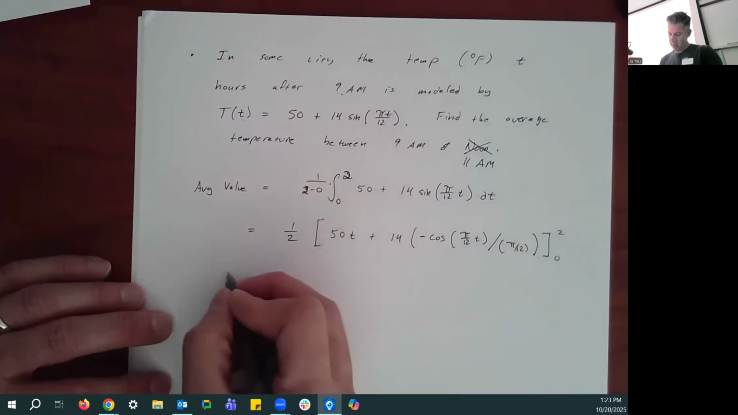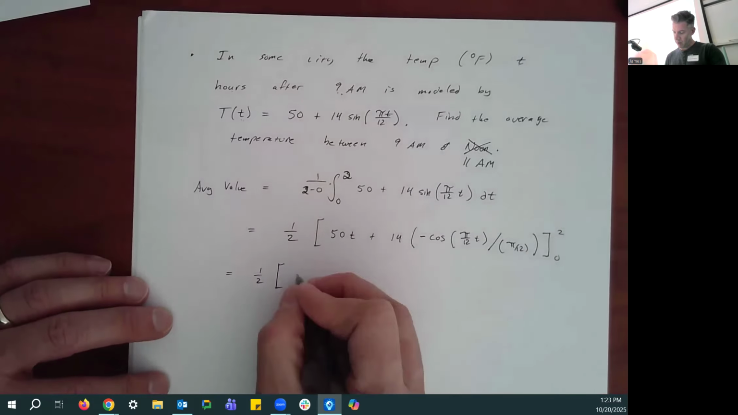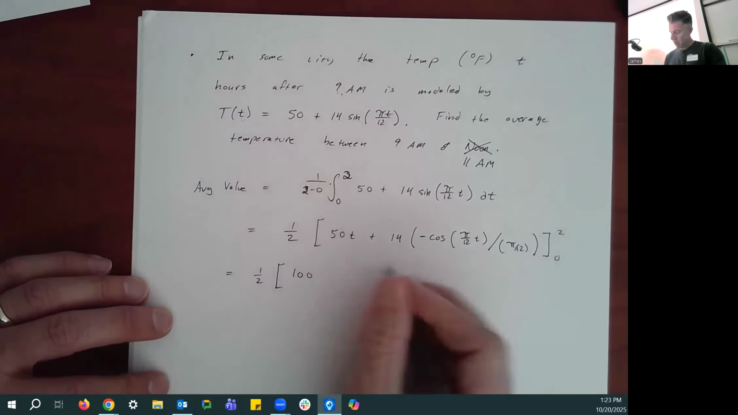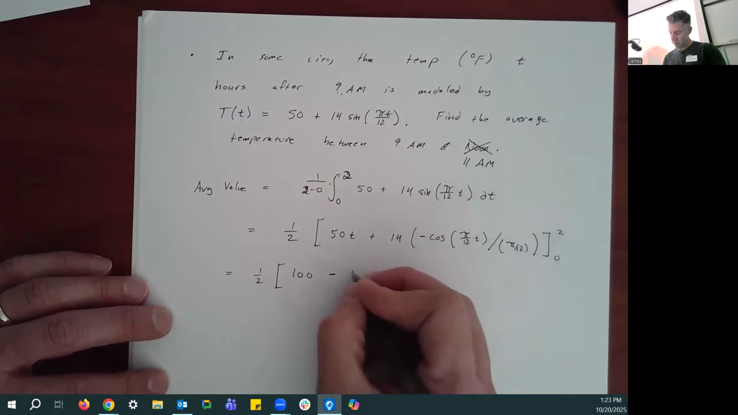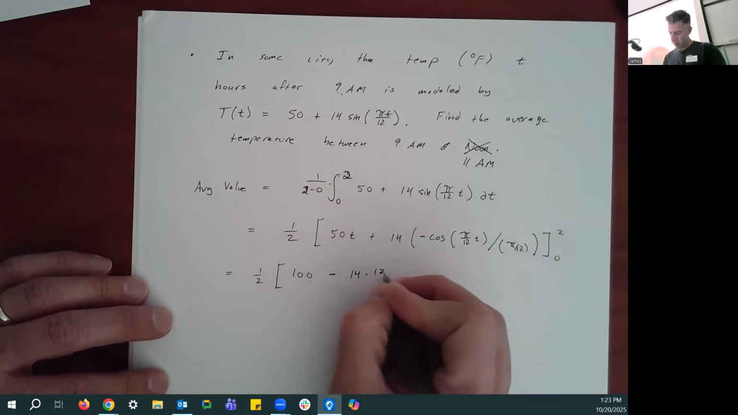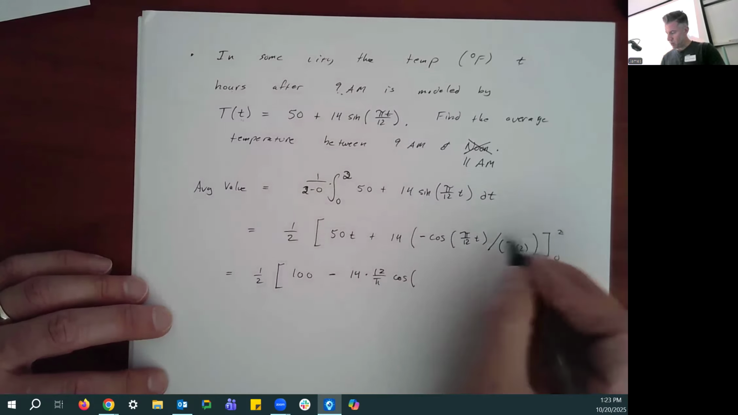And then plugging this in is terrible. We get 1/2 times, let's see, plug in 2, we get 100. I'm going to write this as minus, so let's do a little bit of simplifying here. 14 divided by pi over 12 is going to be 14 times 12 over pi. And then we're going to have cosine of 2 times pi over 12.